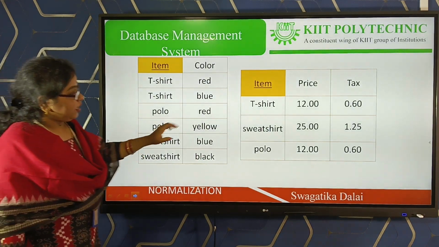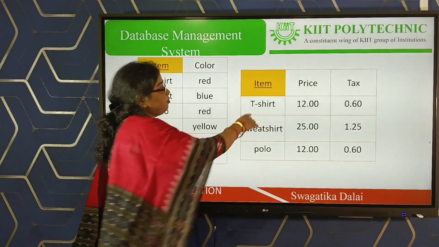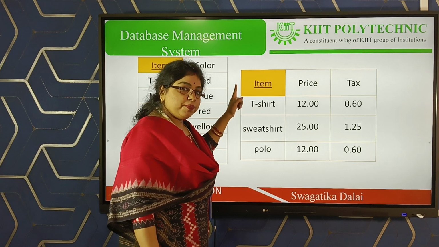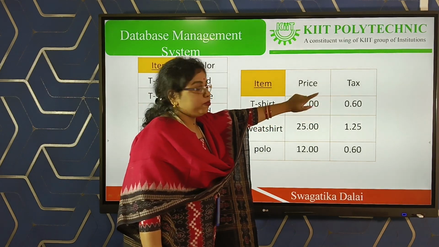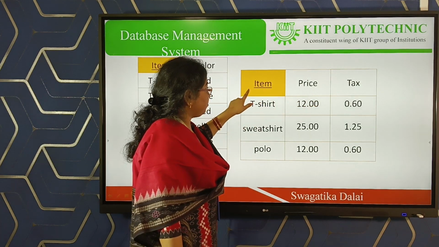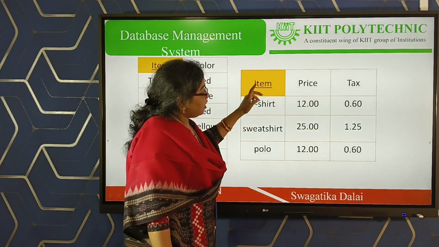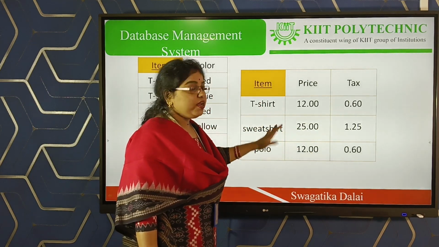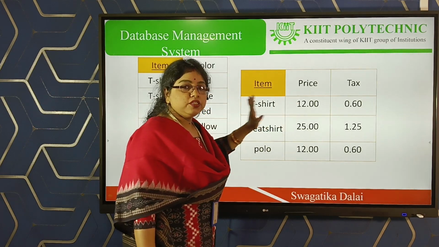When we go to the second table, three attributes are there: item, price and tax. Here item is the primary key, and price and tax are the non-key attributes, and they are fully functionally dependent on the key attribute, that is item. All the attributes have a single value, so it is in 1NF, and no partial dependency exists here, so the table is in 2NF.